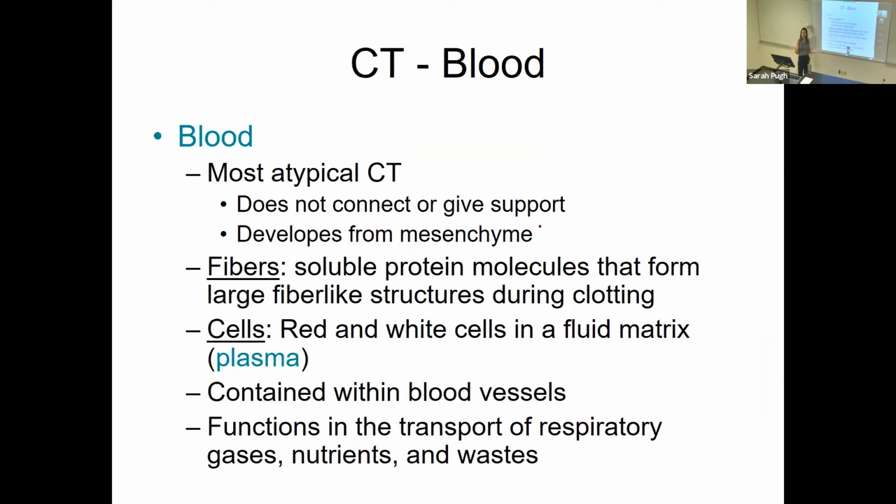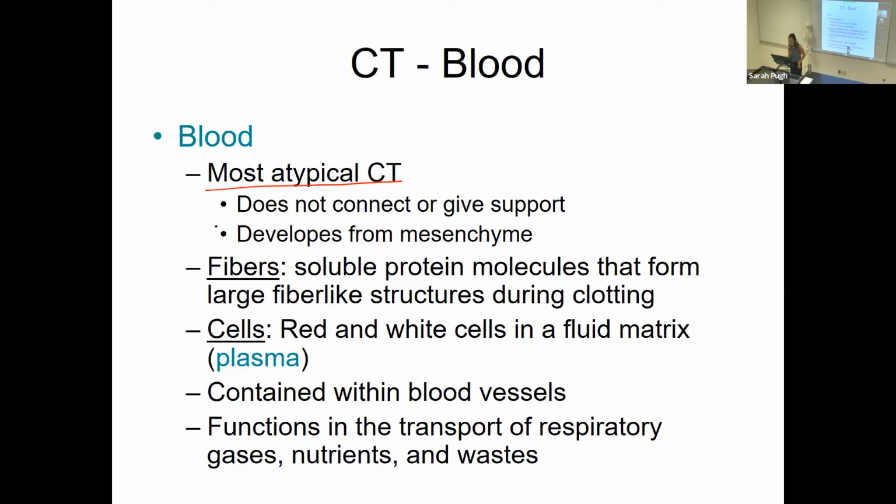And then our last connective tissue, so we've done connective tissue propers, we've done our 3 kinds of cartilage, we've done bone, and now our last one is blood. Blood, remember I mentioned this on Monday, it is a very atypical connective tissue. It doesn't really connect or give support. Now, this is what your book says. I would argue that blood is a great connective tissue because it connects everything together.